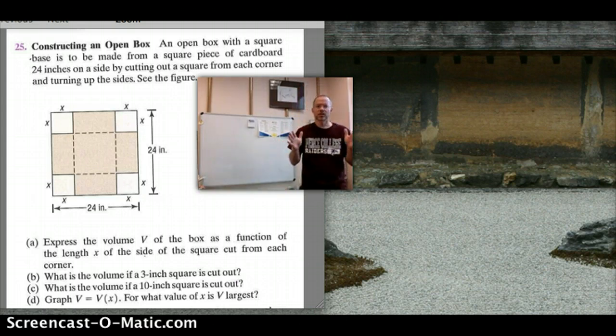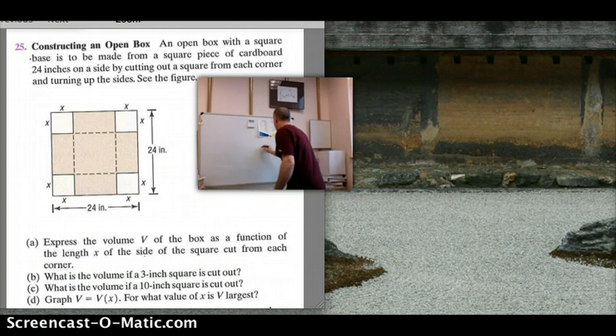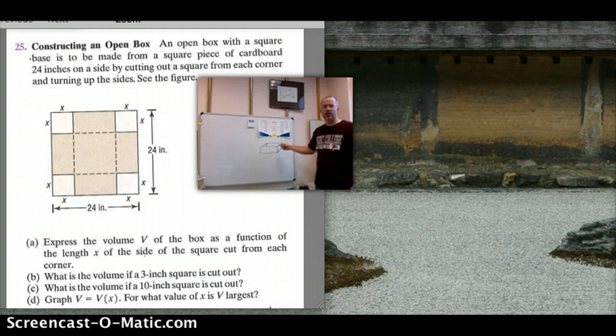So are you seeing this? A square piece of cardboard, and we snip out a square from each of the corners and then turn up the sides to make an open box. Let's see that box when we're done. It looks sort of like this, right? It's a rectangular box, actually a square box, and we can see inside because the top is open.